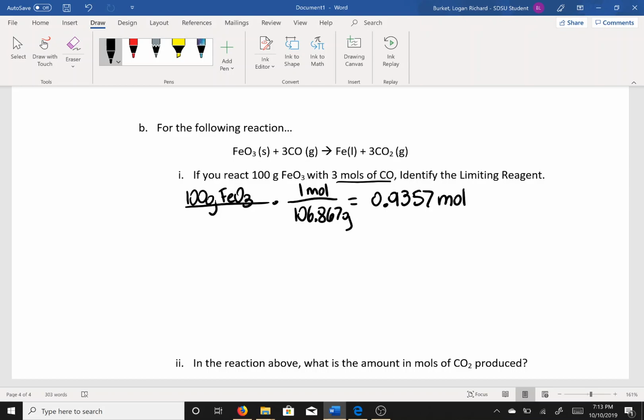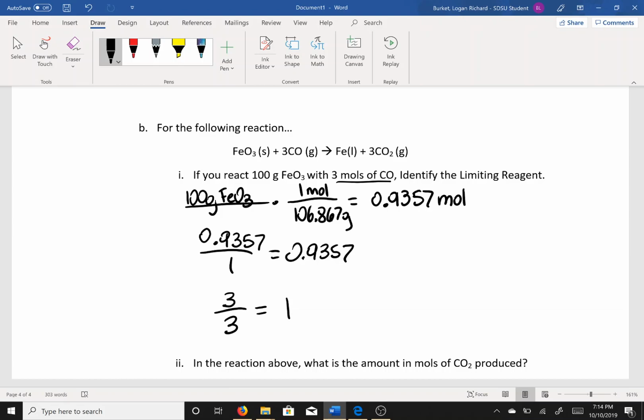So now we have to figure out how many total reactions we can carry out using just the coefficients. So what I do is I divide the number of moles by the amount of moles that are used to produce one set of products. So to produce one set of products, there's 1 mole of FeO3 used and 3 moles of CO used. So then it's FeO3's moles divided by just 1. So it'd be 0.9357 over 1 equals 0.9357. So then for CO it would be 3 divided by 3, which gives us a total of 1.